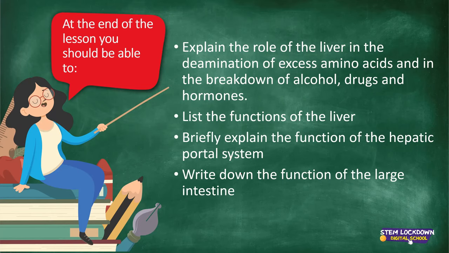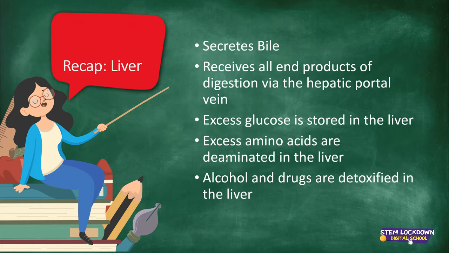Okay. Let's just quickly do a recap from where we left off on our previous lesson. So we looked at the liver and we said that the liver secretes bile, right? It receives all end products of digestion via the hepatic portal vein. And I said that we will look at the hepatic portal vein in detail today. And that excess glucose is stored in the liver, right? Excess amino acids are deaminated in the liver. Alcohol and drugs are detoxified in the liver.